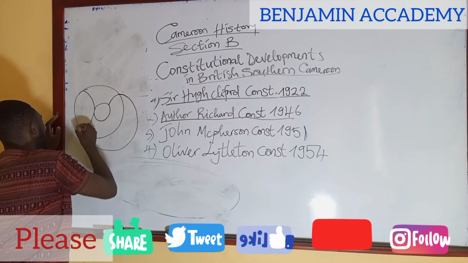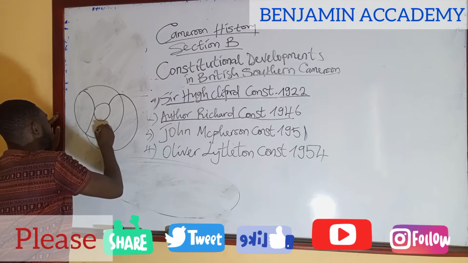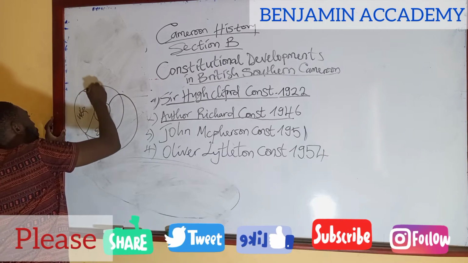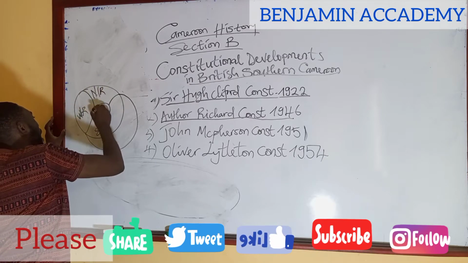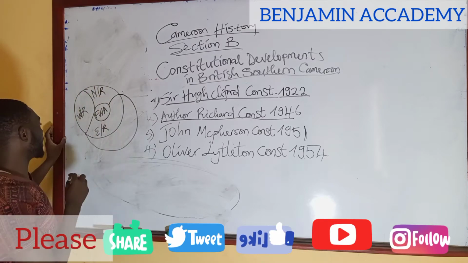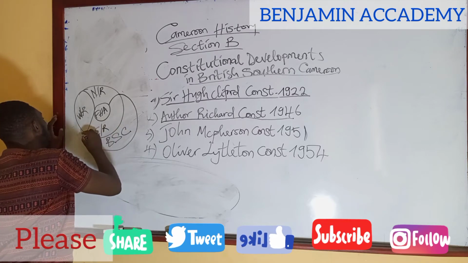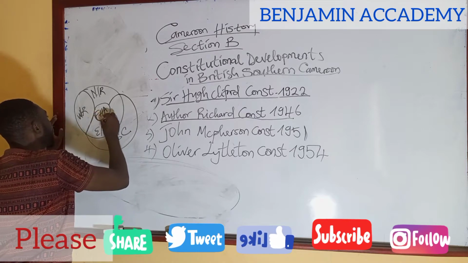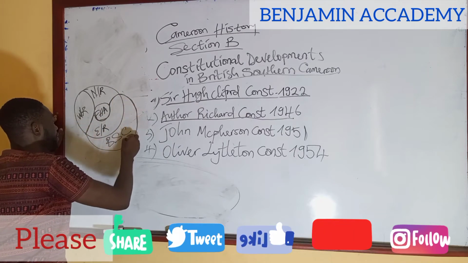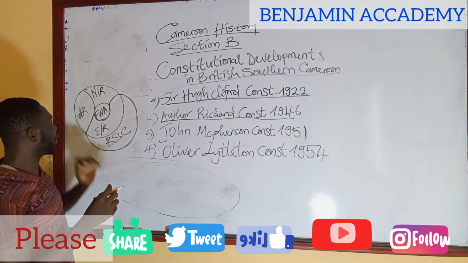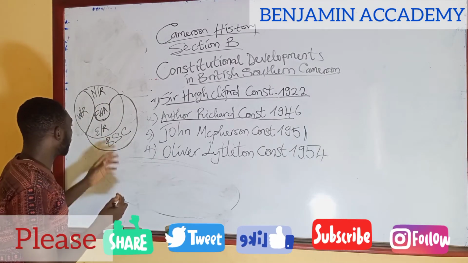The regions were the Eastern region, the Western region, the Northern region, and the Federal House of Assembly that was based in Lagos. The British Southern Cameroon was attached to the Eastern region of Nigeria. This was the first term under the Richard Constitution.